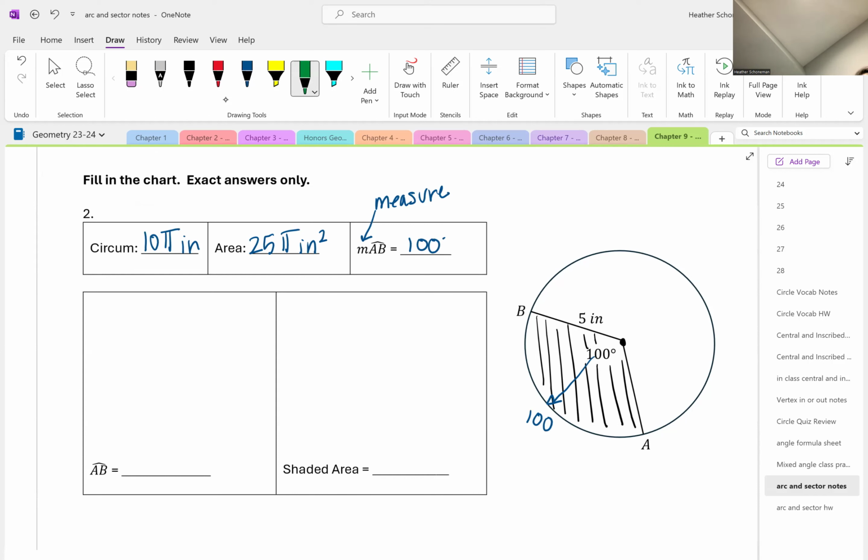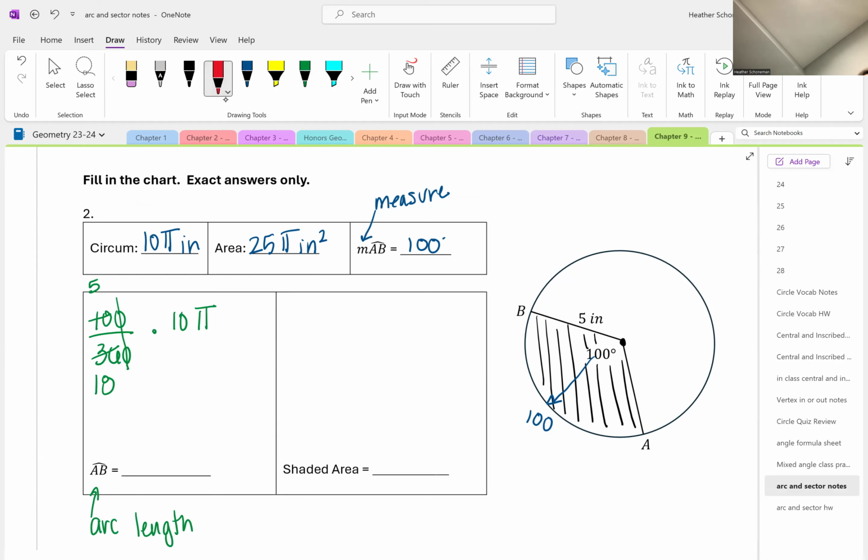Okay, then they want arc AB. This right here is the arc length. And arc length is the degree, 100 over 360, times the circumference, which is 10 pi. Since they both end in zeros, those will cancel. 10 over 36, I can reduce and divide by 2. 10 divided by 2 is 5, and 36 divided by 2 is 18. Okay, I cannot reduce any more vertically.